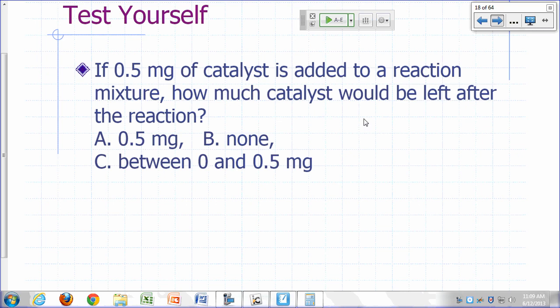If there's none of it left, then that means it wasn't a catalyst, it was a reactant. Okay? If you have less of it after the reaction, it's a reactant. If you have more of it after the reaction, it's a product. If you have the same amount before and after, then it's neither a reactant nor a product, but if it causes the reaction to speed up, then we call that a catalyst.